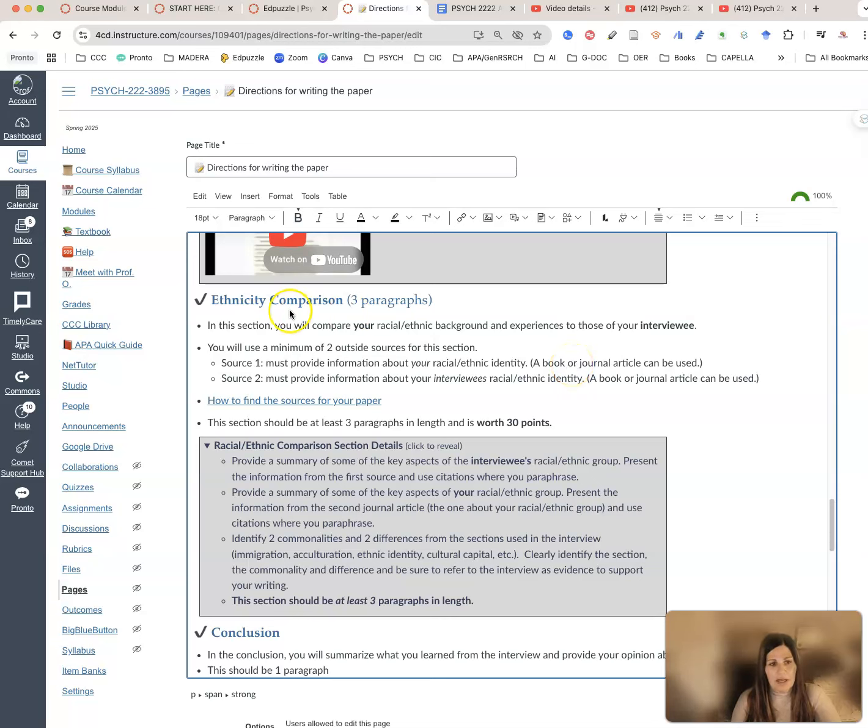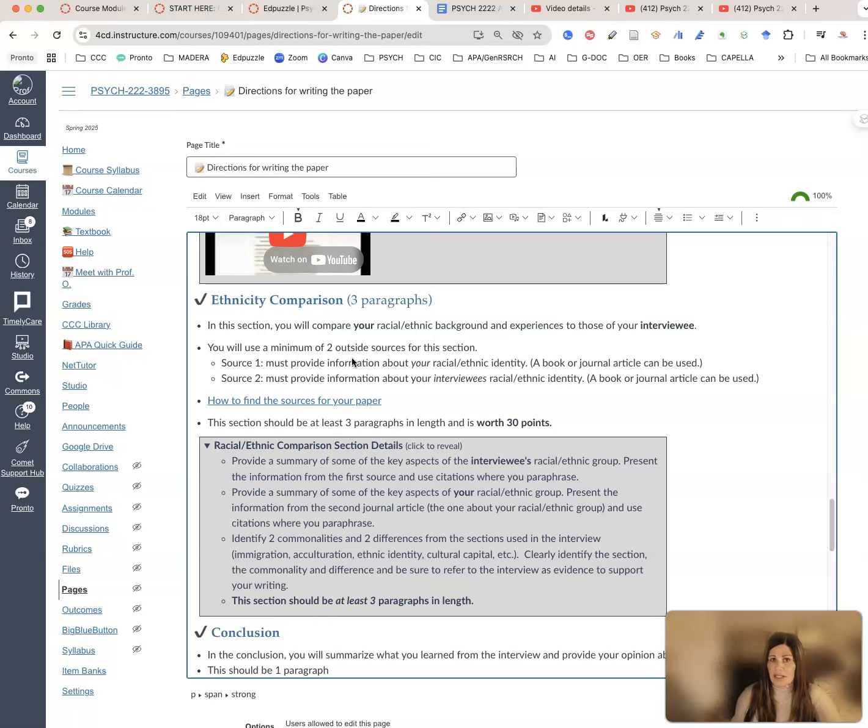This video is covering the ethnicity comparison section of your paper. This is the last major section of your paper before the conclusion. This section will have the last two outside sources that you had to find. You had to find 4 total plus the textbook. You used 2 in the analysis section, and now you're going to use 2 in the ethnicity comparison section.